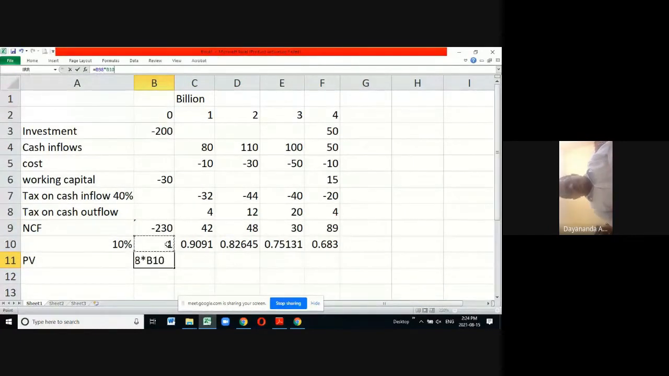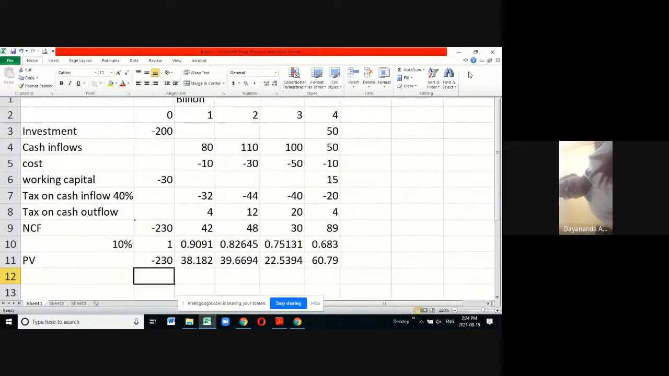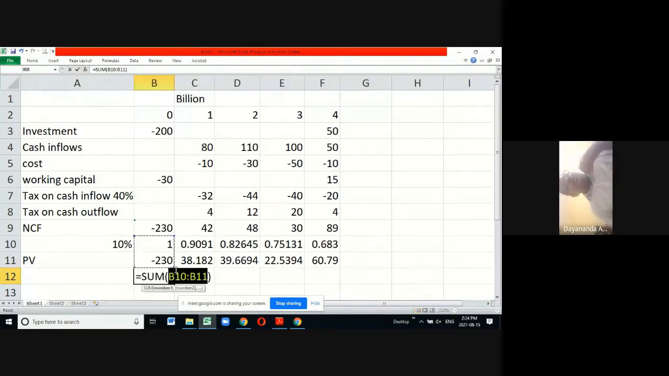Multiplied by the factor. Whatever is 0, multiplied by 1. Yes, 230. So now you get the present value. Now you have to calculate the NPV. How do you get the NPV? It is the total of the present value of the discounted future cash flows. So when you get the total of all these present value figures, you get the NPV.